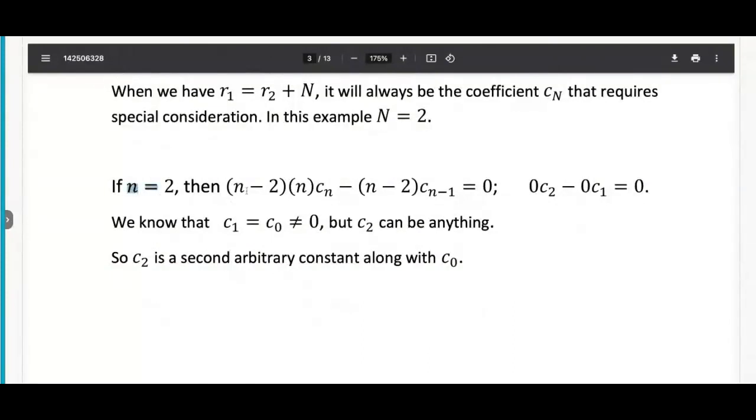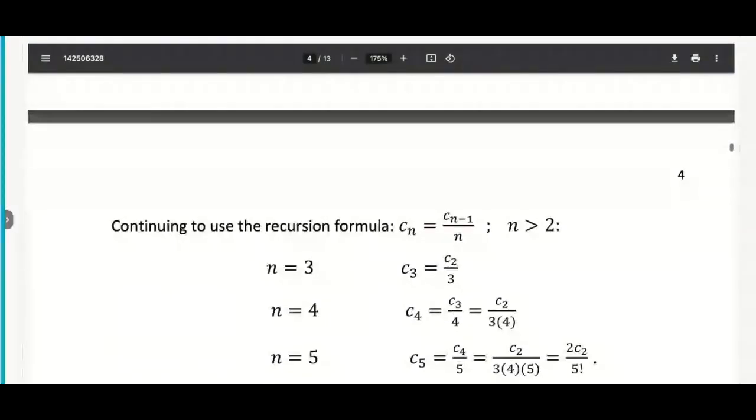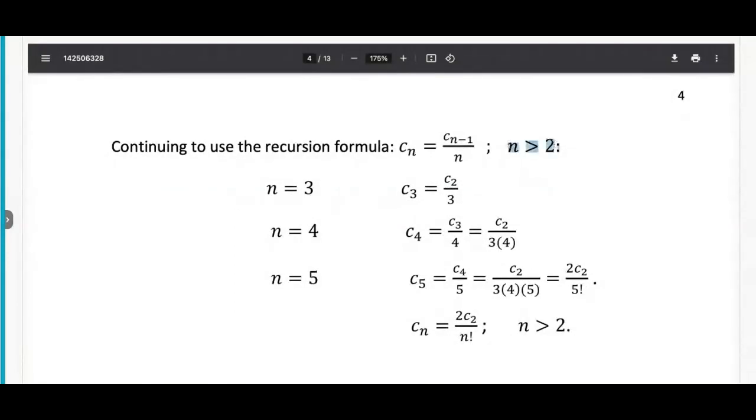If n equals 2, right, this is 0, this is 0. And we cannot see much about the relationship between C2 and C1, because we have those two terms as 0. For n greater than 2, we have this general term. So Cn can be represented with 1/n of the previous term.